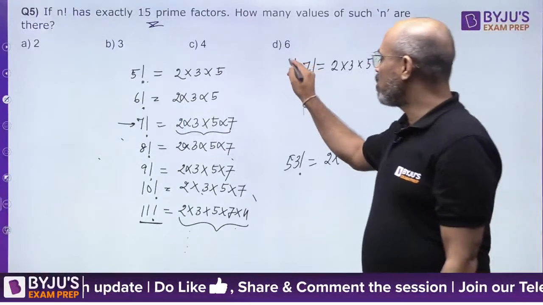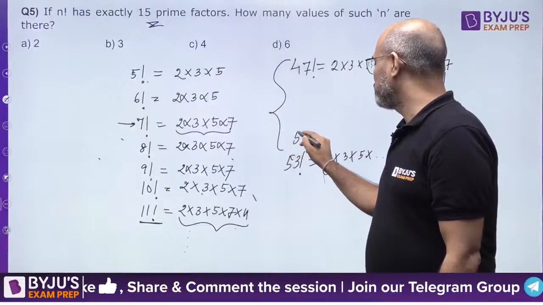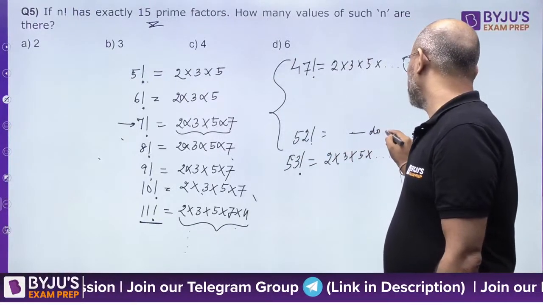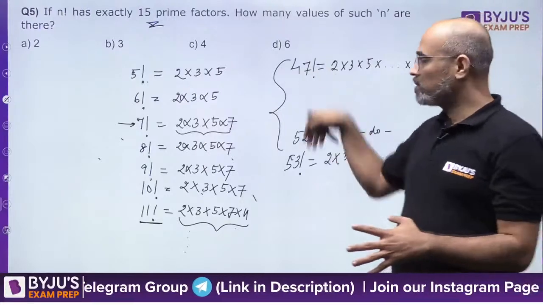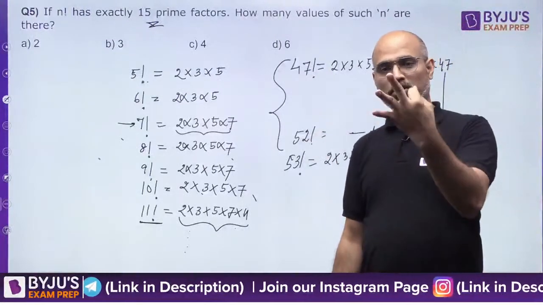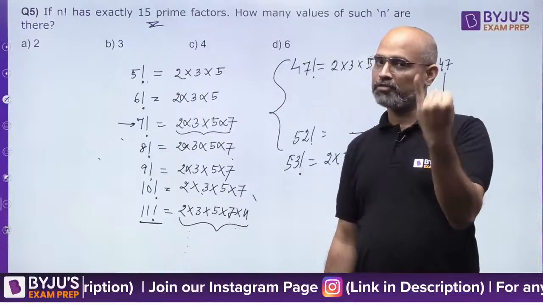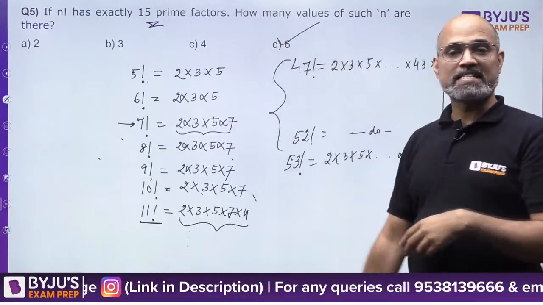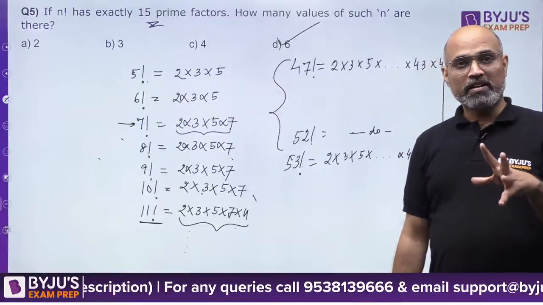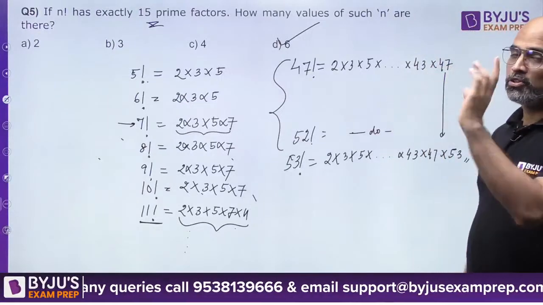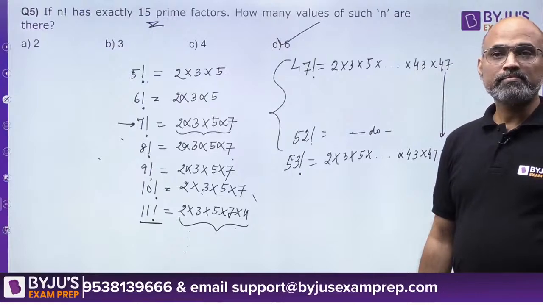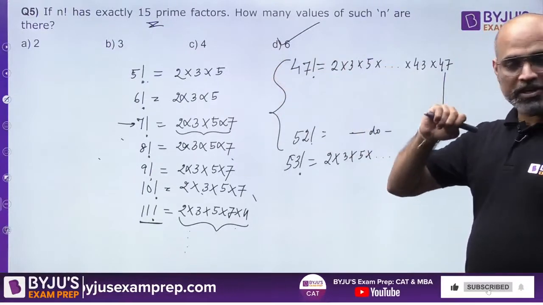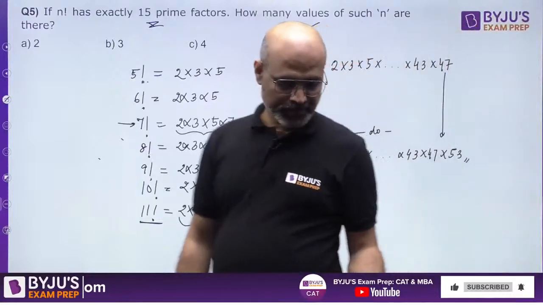So can I say all the numbers up to 52 factorial will have the same 15 prime numbers? So how many numbers are there? 47, 48, 49, 50, 51 and 52, right? So there are a total of 6 such values of n where you are going to have a total of 15 prime factors. Right? So people were saying bravo initially, so it's not bravo.